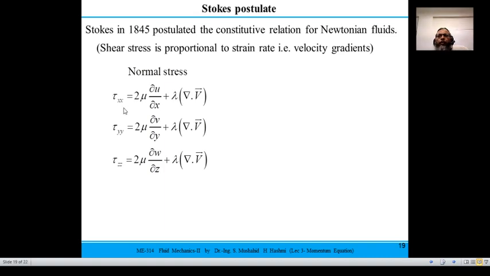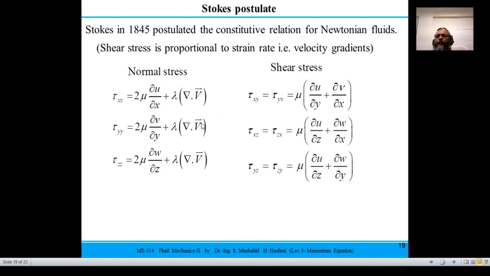If we replace tau xx with this in our momentum equation, we will simplify it later. Okay, let's see the shear stresses. Instead of 9, we have 3 components because they are symmetric. So the total 9 components reduce to 6 components, each represented by 3 equations, these 3 equations and these 3 equations.